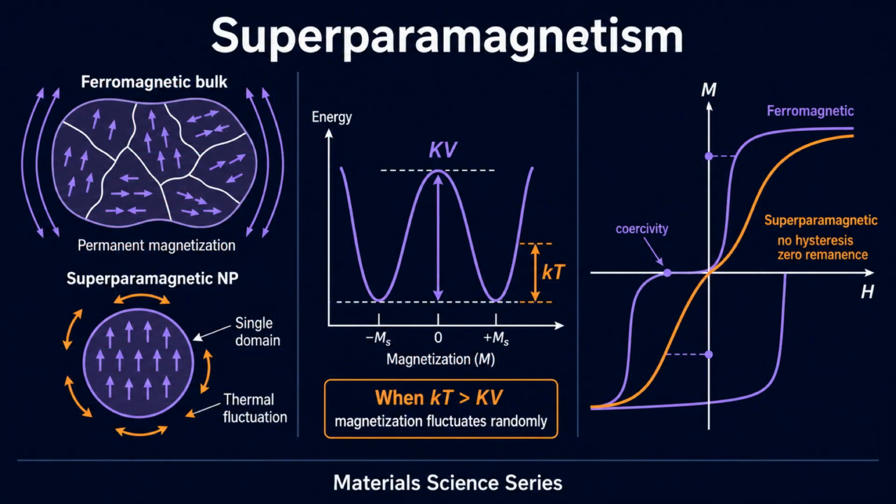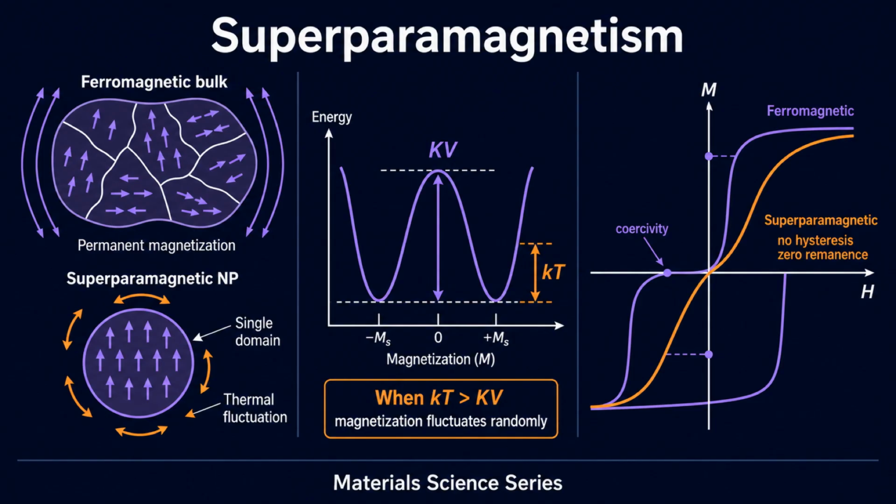Bulk ferromagnetic materials contain multiple magnetic domains separated by domain walls. The domains have different magnetization directions, minimizing the total magnetic energy. When magnetized by an external field, domain walls move and domains align, creating net magnetization that persists when the field is removed. This is what makes permanent magnets permanent.